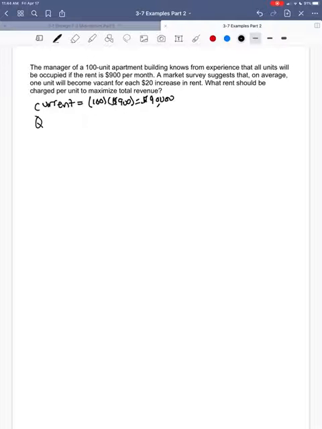To find the rent in general, that's going to be the number of units that are rented times the rent per unit. And the problem is I don't know what those values are. They're going to change depending on how many increases I have in the rent. So we should probably count those increases. We could let X be the number of $20 increases.